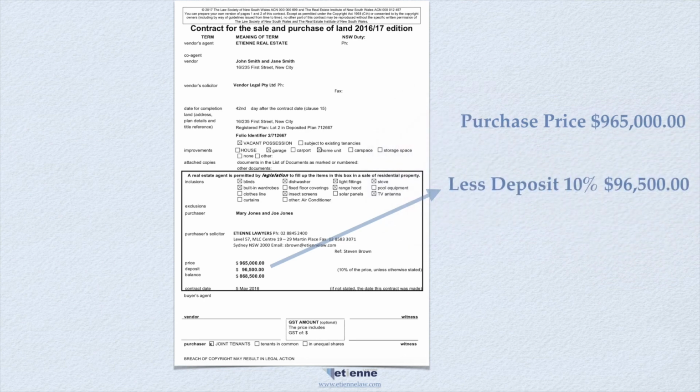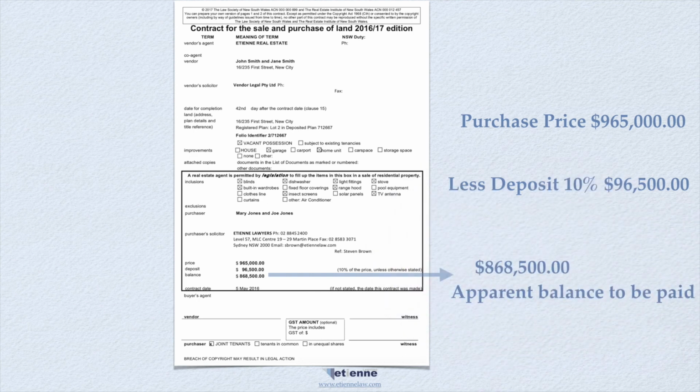Now, you will see from the front page of your contract that the purchase price of the property is $965,000. A 10% deposit was paid, leaving an apparent balance of $868,500. It would not be unreasonable to therefore think that the amount you have to pay on completion is $868,500, but this is not what happens in practice.